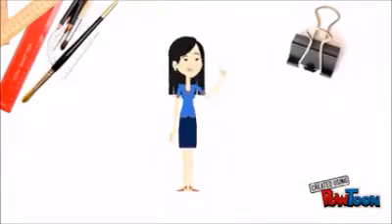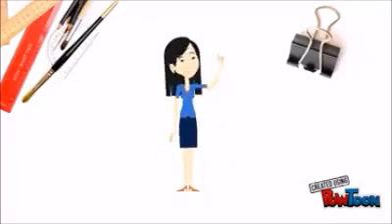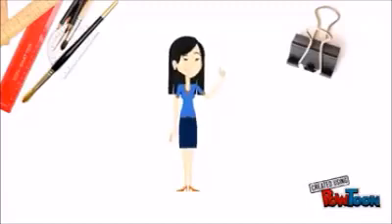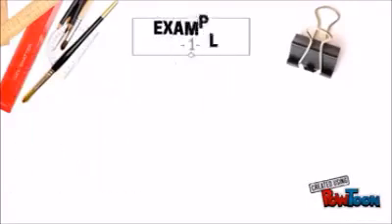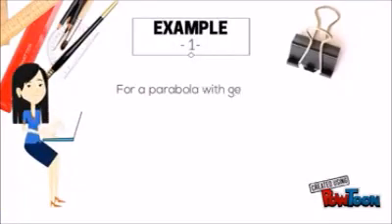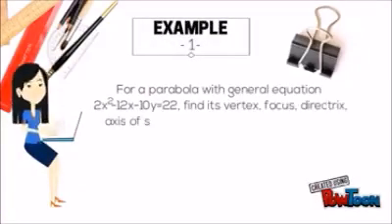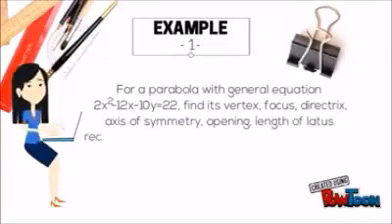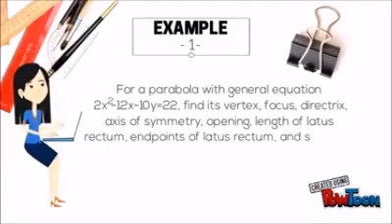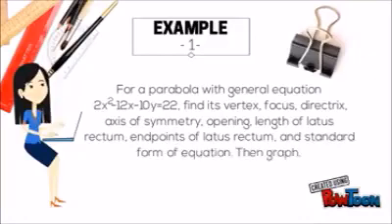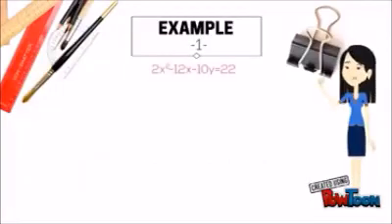upward, or downwards. Since we're done learning about the meaning, properties, and everything we need to know about the parabola, we must now try them out with some examples. Example number 1. For a parabola with general equation 2x squared minus 12x minus 10y equals 22, find its vertex, focus, directrix, axis of symmetry, opening, length of latus rectum, endpoints of latus rectum, and standard form of equation, then graph. For example number 1, we are only given the general form of the equation.